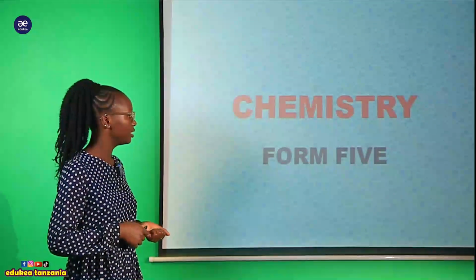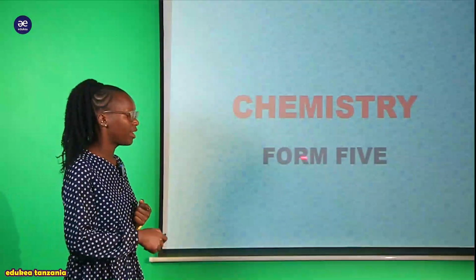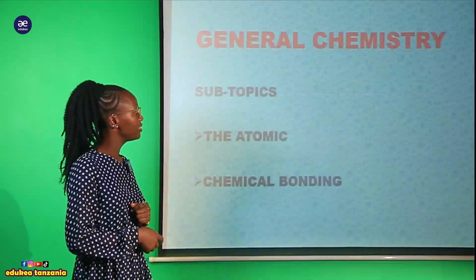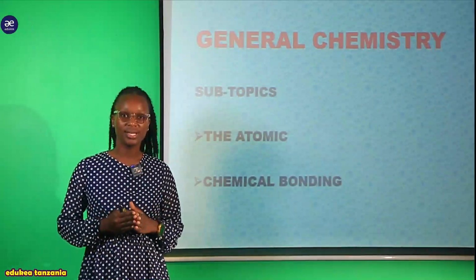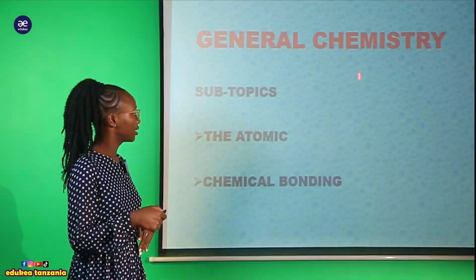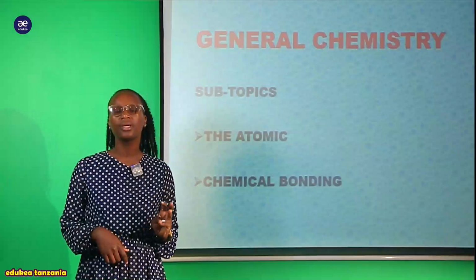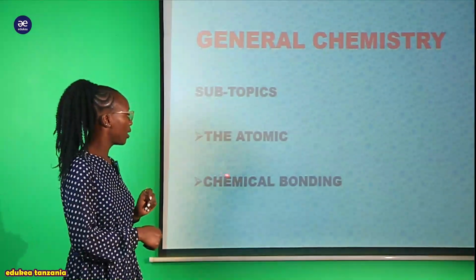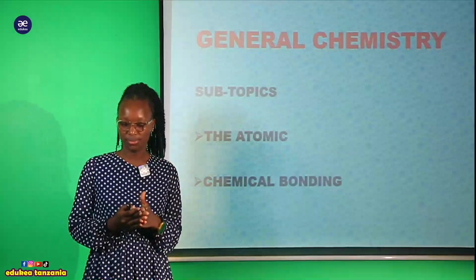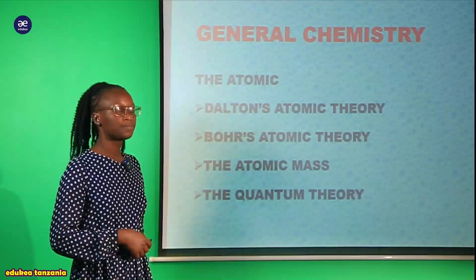And here, my student, we have our chemistry subject and our class level is Form 5. Our main concern is general chemistry, and we know that general chemistry has mainly two topics. We have the concept of the atomic, but also we have chemical bonding. Now we are discussing the concept of the atomic.